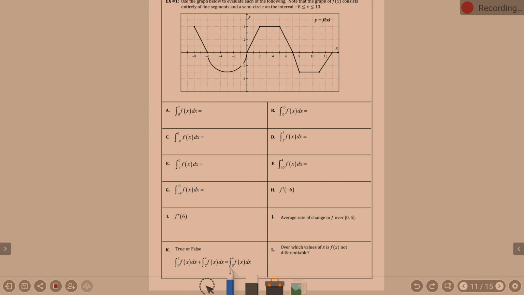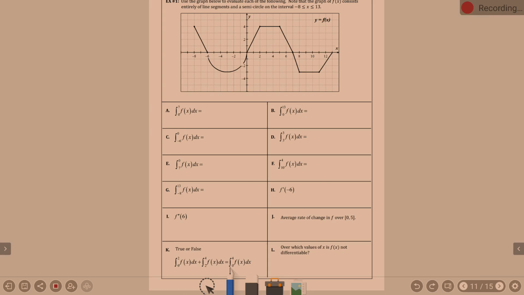On this, they give us this graph with parts A through L. They ask us to use this graph to evaluate each of the following. Note that the graph of f of x consists entirely of line segments and a semicircle on the interval from -8 to 13. So with the exception of the semicircle, you assume that everything else are straight line segments. Okay? Now, A, the integral from 0 to 7 of f of x dx.